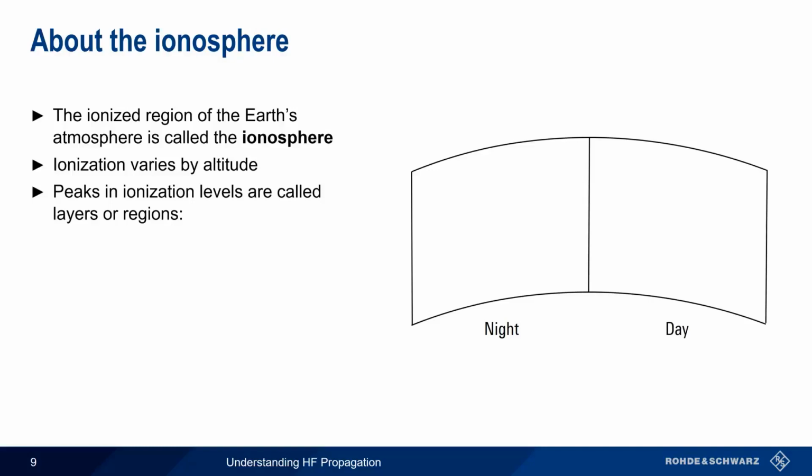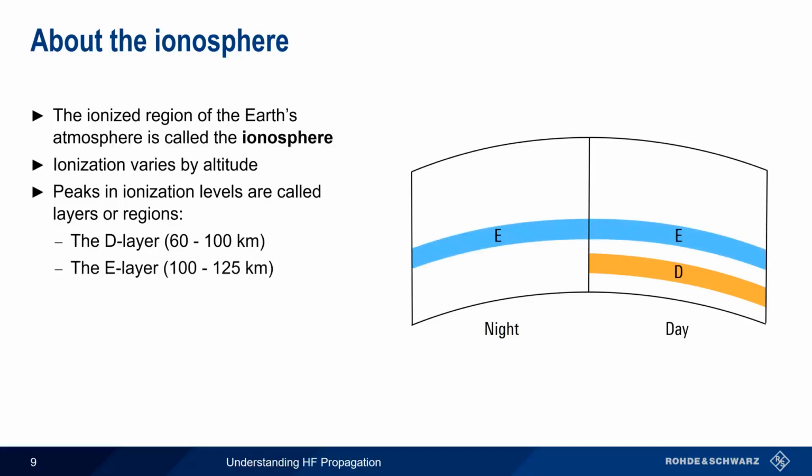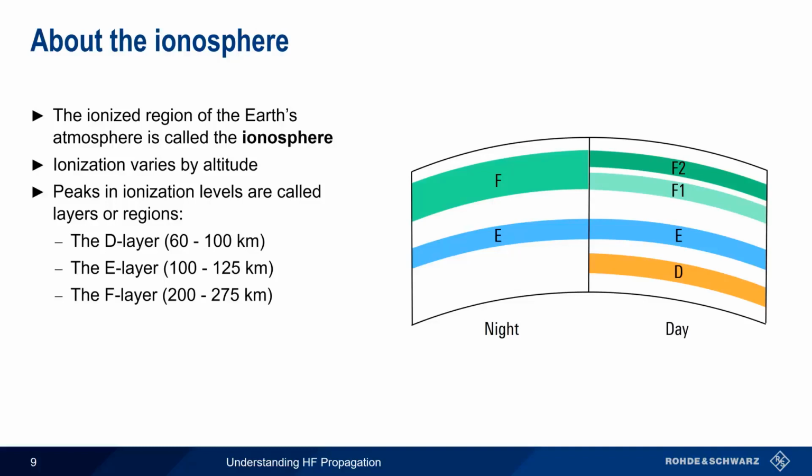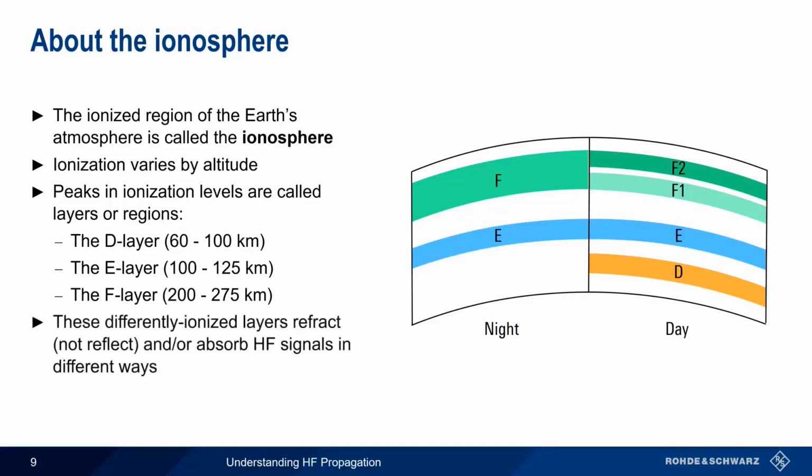The layers that are important for HF propagation are the D layer from 60 to 100 kilometers, the E layer from 100 to 125 kilometers, and the F layer or layers from about 200 to 275 kilometers. Note that these are only rough numbers. The thickness and altitude of ionospheric layers is never constant. The reason for defining these different layers is that each of these layers will refract and/or absorb HF signals in different ways. It's important to note that the ionosphere does not reflect signals, but rather refracts signals. The different electron densities at different altitudes is what makes this refraction possible.